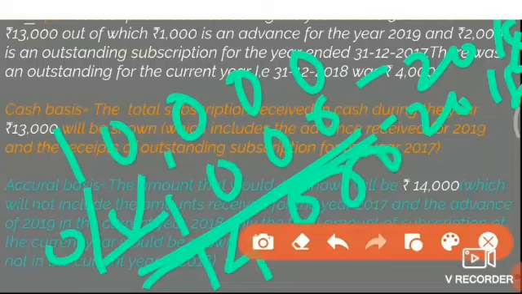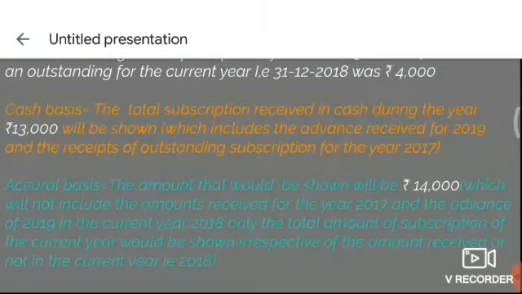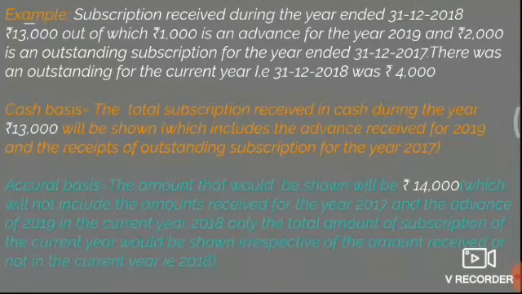So this is on accrual basis. On accrual basis, we'll record it as 14,000. On cash basis, we'll record it as 13,000. I hope you are clear with what is accrual and what is cash basis.